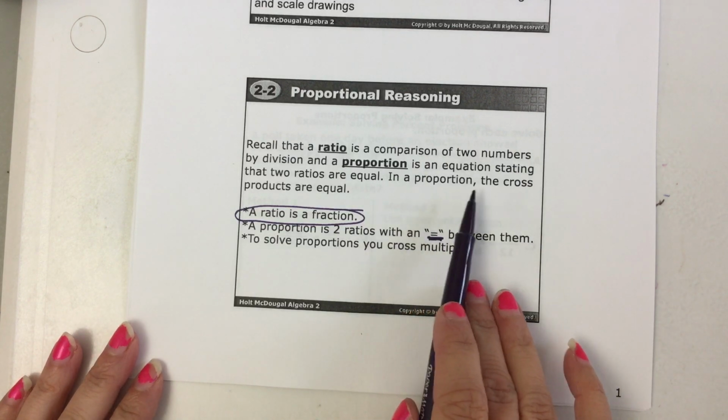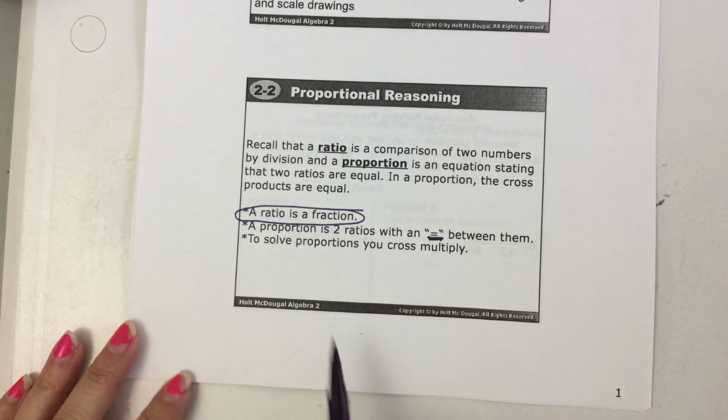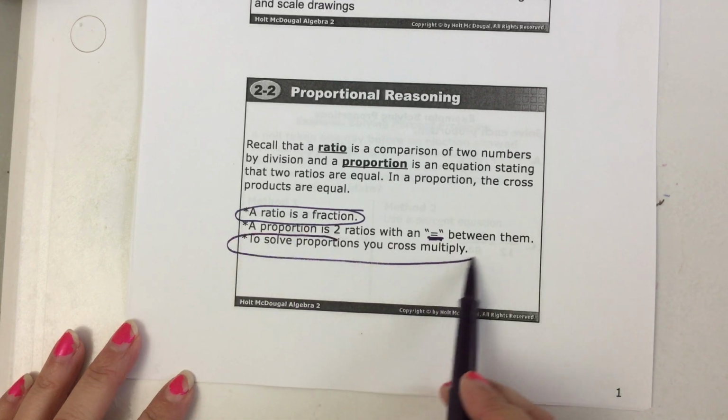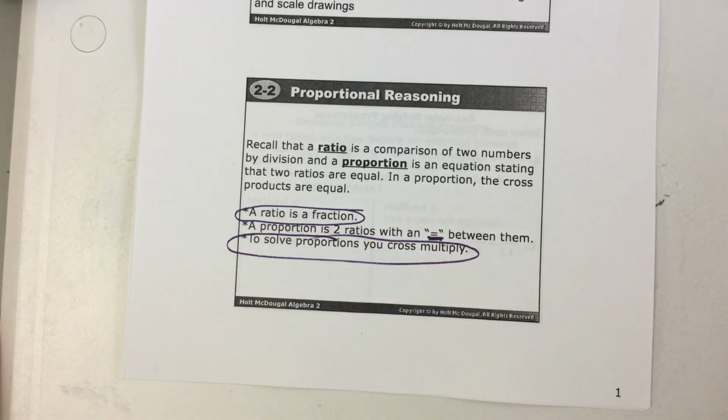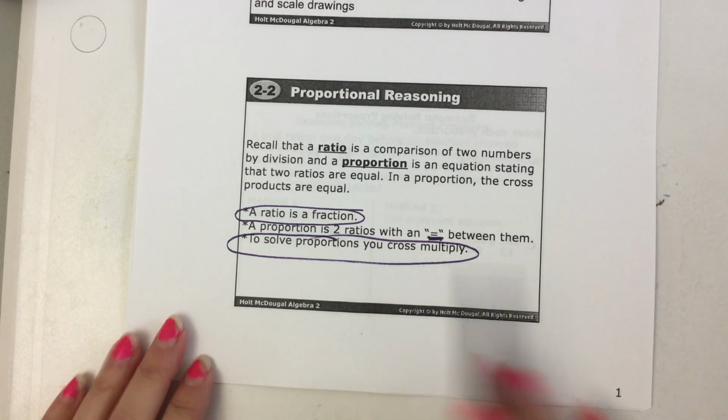In a proportion, the cross products are equal. What that means is that if you are trying to see if a statement is really a proportion, or if you are trying to solve for a variable that is placed in a proportion, the process that you use is cross multiplication. Let's go ahead and flip this over.